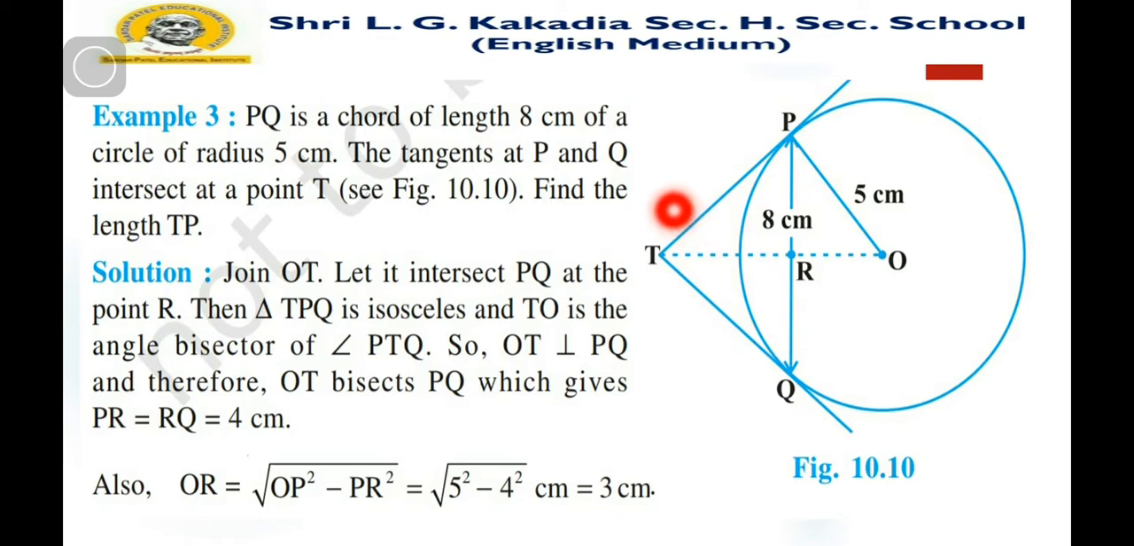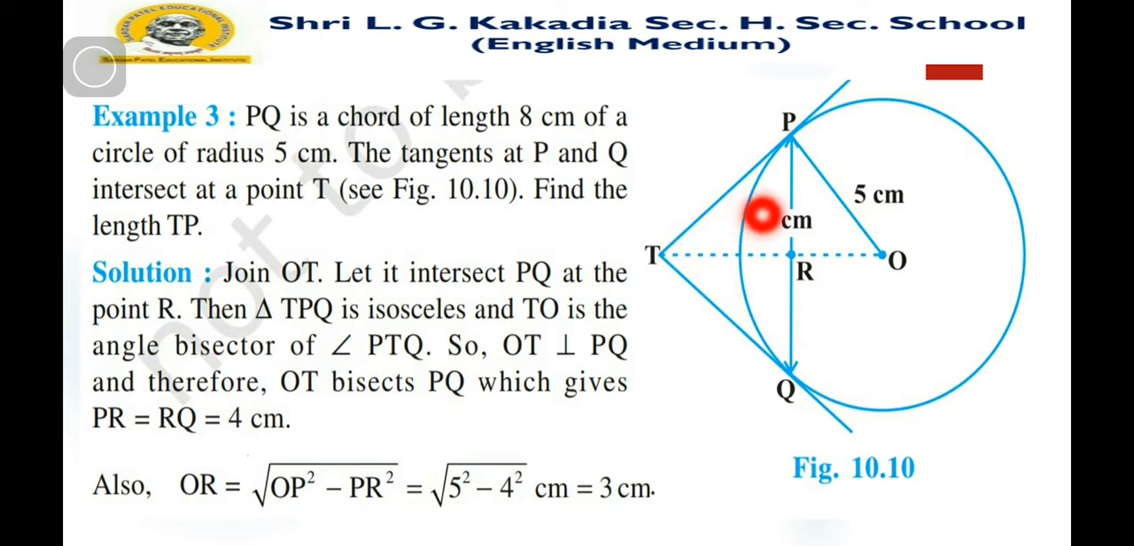Now here you can see that if we join OT, then as we know, OT is perpendicular to PQ. So here PRO is a right triangle, and PRT is also a right triangle.